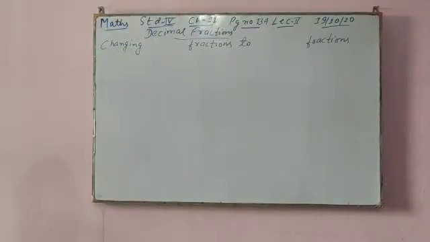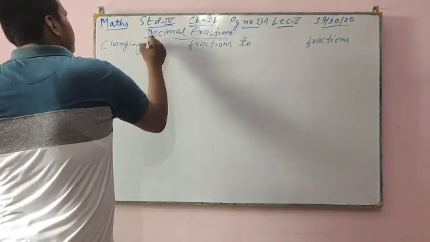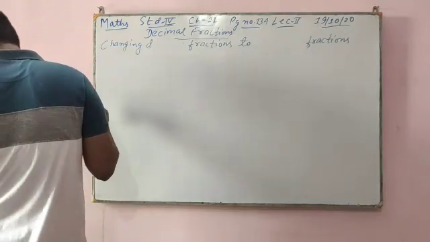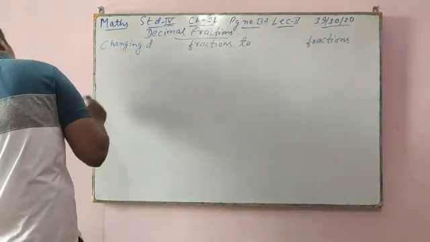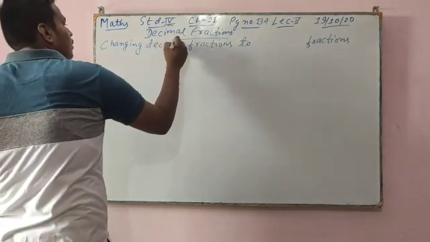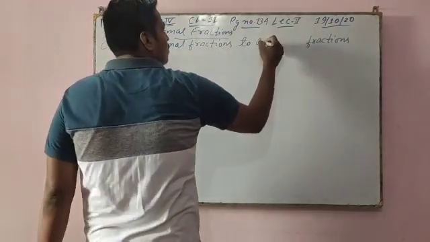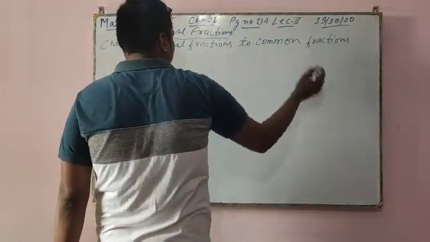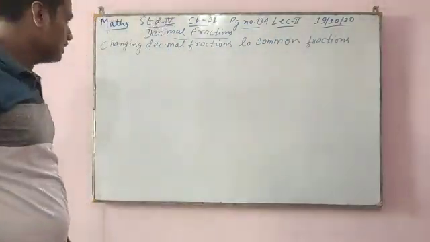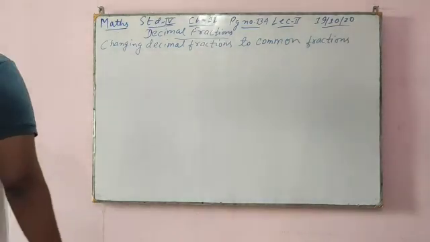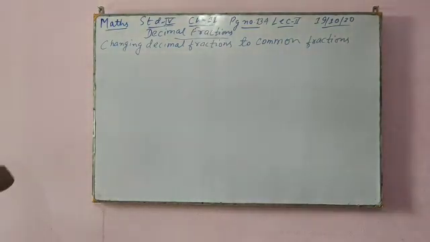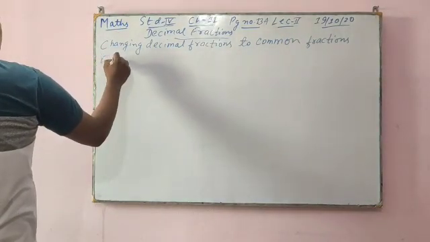Okay, so now coming to lecture number 2, we'll see changing decimal fractions to common fractions. In lecture number 1 we have seen changing common fraction to decimal fraction. Now we'll see changing decimal fraction to common fraction.